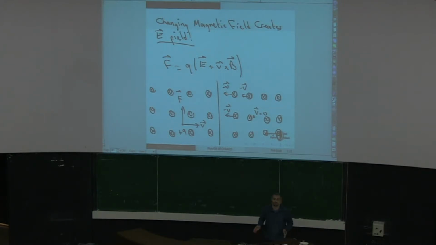Physics should be independent of reference frame. And the only way we can achieve this independence is if we accept that the changing magnetic field creates an electric field.